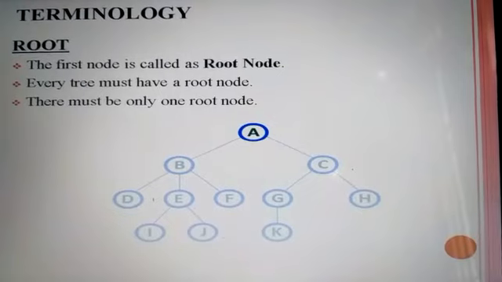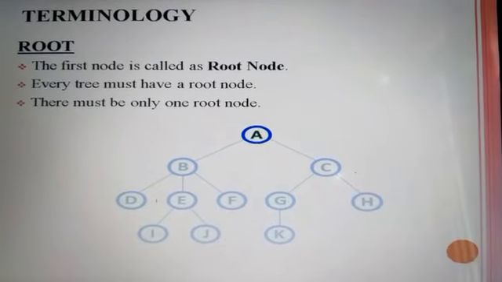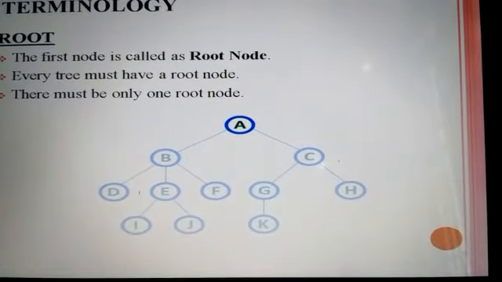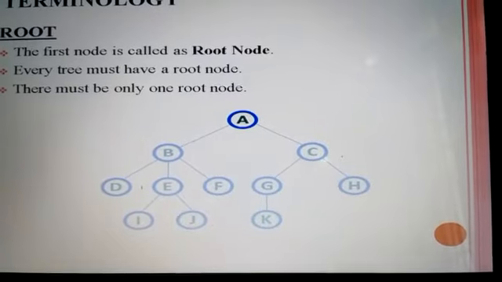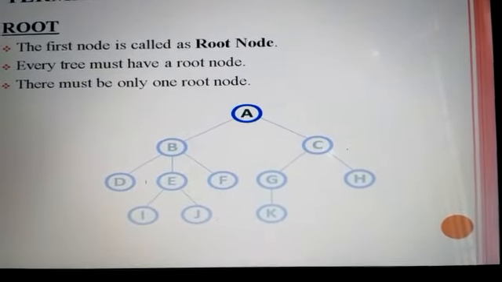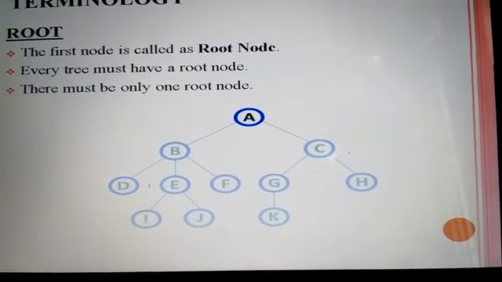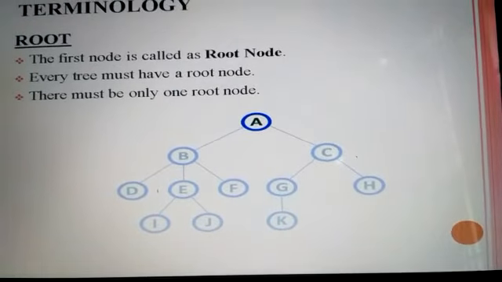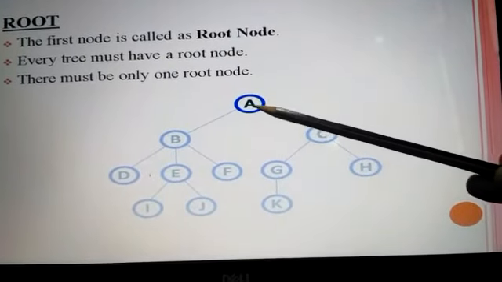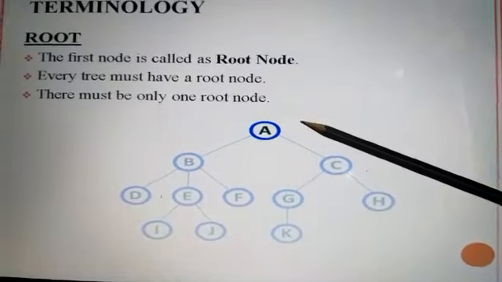The first one is root. The first and topmost node is called the root node. Every tree must have only one root node. We never have multiple root nodes in the tree. For example, A is the topmost node, so it is called the root node.